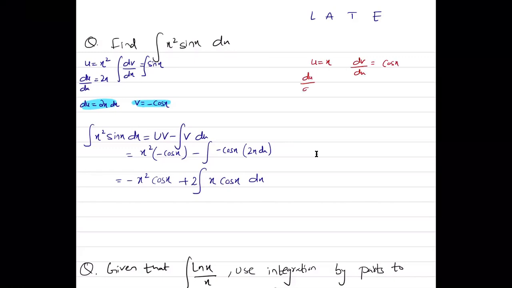You differentiate u, du is going to be equal to dx, and v is going to be equal to integration of cos x, which is sin x. So I'm going to take as it is everything, but for here, I'm going to apply by parts again. So uv, x sin x minus integral of v, that is sin x, du is equal to dx.